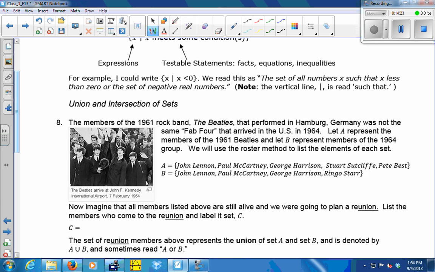What numbers am I describing? Negative numbers. So this is just a fancy set builder notation way of saying the negative numbers. The set of all X's such that X is less than 0.